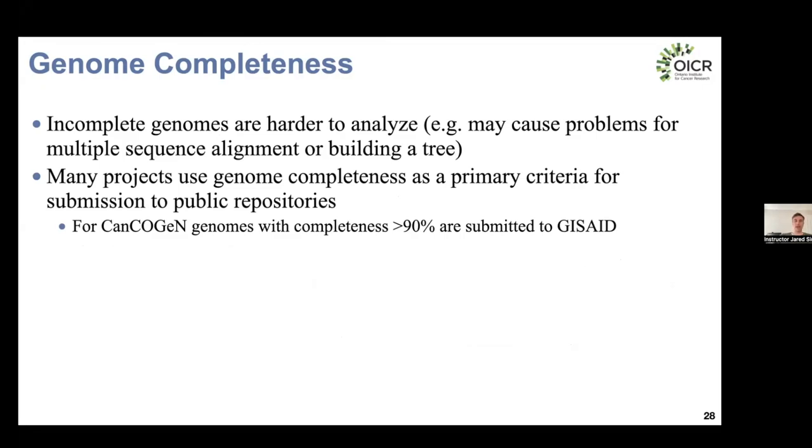So this was the main QC check that we used in Cancogen, is that we only analyzed and we only submitted genomes that had completeness greater than 90% to public repositories like GISAID. So that was the first check that we did, is that if the completeness is over 90%, we would proceed with that sample for downstream analysis. Different projects had different thresholds for completeness, but this 80 to 90% was around the standard that most people used.